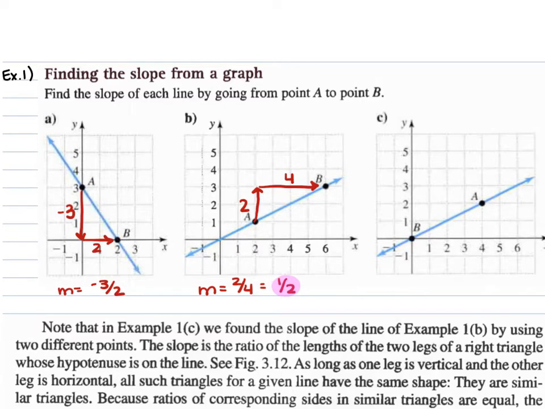For C, you have two ordered pairs that are (0, 0) and (4, 2). For this one, you're going up 2 to the right 4. So again, your slope is 2 over 4, which is 1/2.